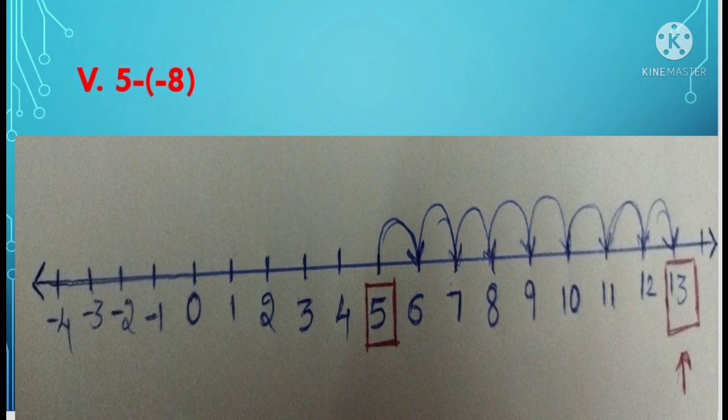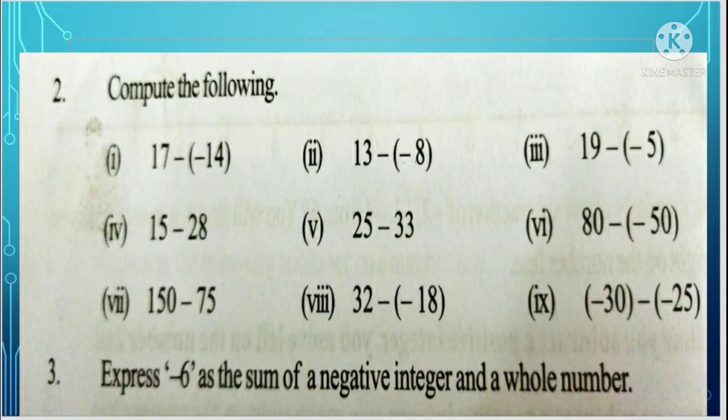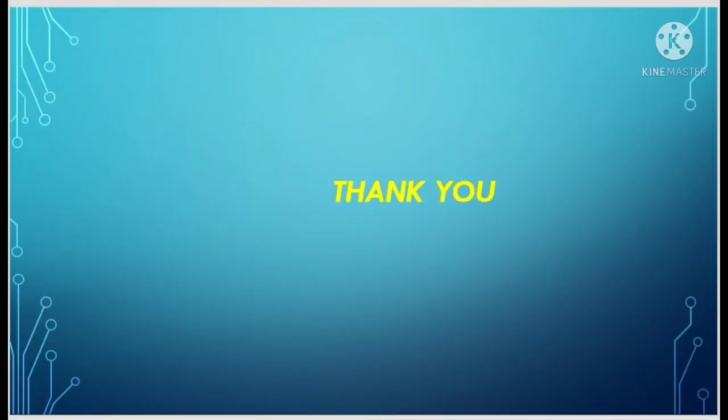Is it clear? Now the next bit. Compute the following. There are 9 problems. You can do them normally, no need to use the number line. Just, 17 minus minus 14. 17 minus minus 14 means from 17 we subtract a negative integer, so we take the negative, and we move right side. 17 plus 14 gives you the answer.